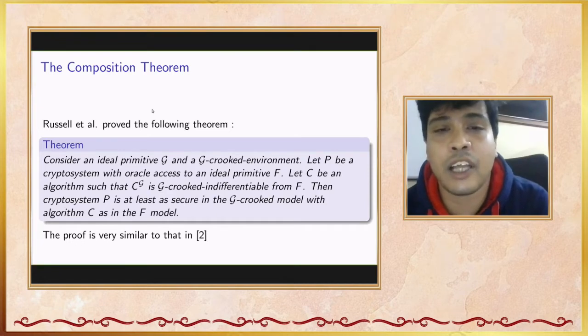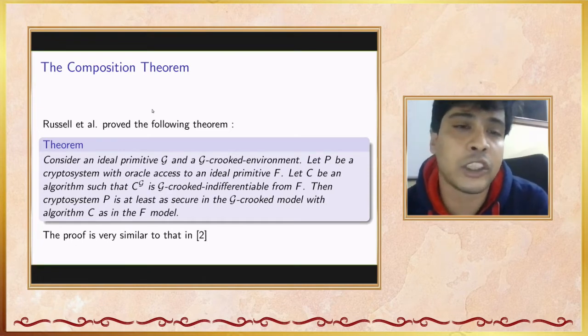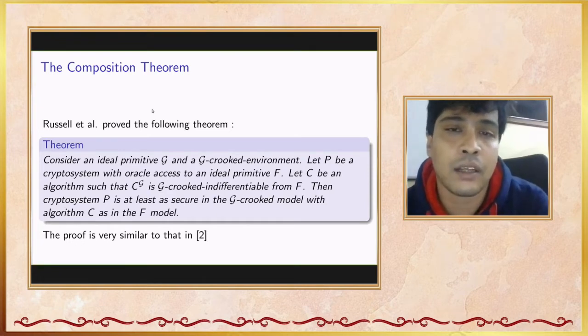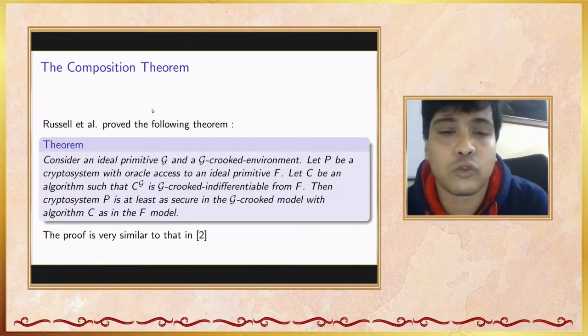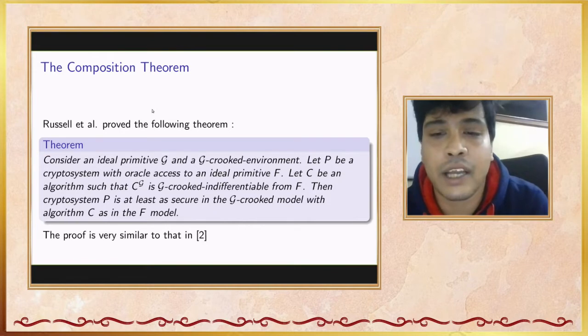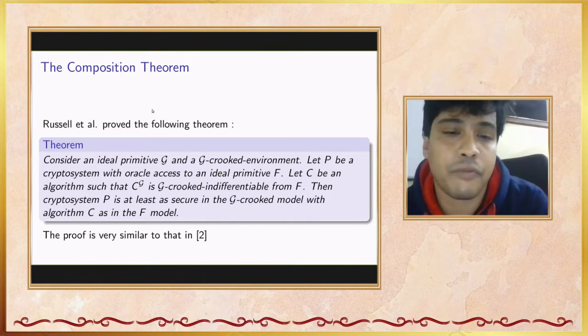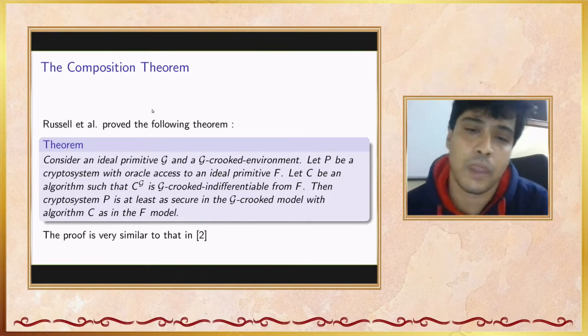So Russell et al., in their paper, proved a composition theorem similar to the composition theorem proved by Maurer et al. in their famous paper. They basically say that if C and F are crooked indifferentiable, then we can replace capital F in any construction by C.